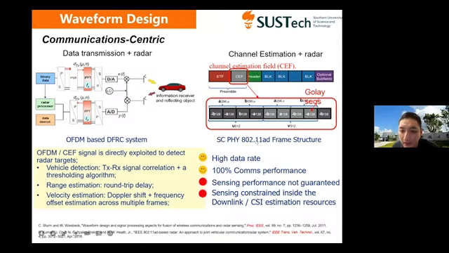And another design is based on a communication protocol, 802.11ad, which is again a WLAN protocol. They're using the channel estimation field of this frame structure to do the radar. And this is composed of Golay sequences, which is favorable for sensing. But in these communication-centric designs, again, we have high data rates and 100% communication performance, but the sensing performance may not be guaranteed, because our sensing performance is constrained by the default communication waveforms and protocols, okay?